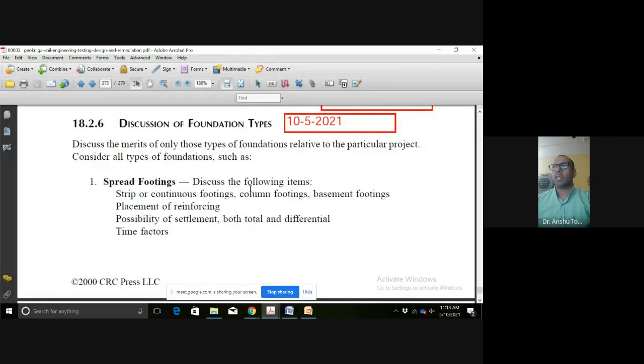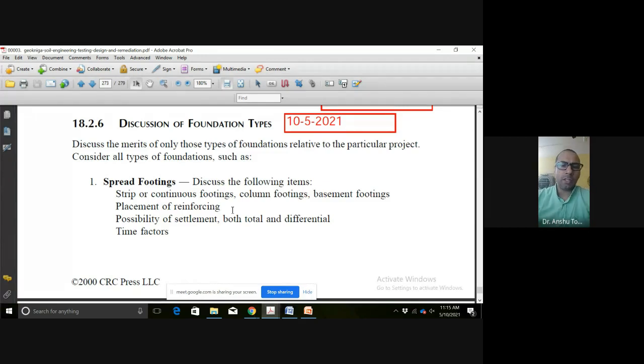Spread footing discussion: strip or continuous footing, column footings, basement footings, placement of reinforcement. Say individually which type of footing you are proposing. You are not going to propose each and every footing to the client. You are not going to propose individual isolated footings. It is possible that it can be a combined footing. Somewhere a combined footing is allowed, where there is a requirement of a combined footing.